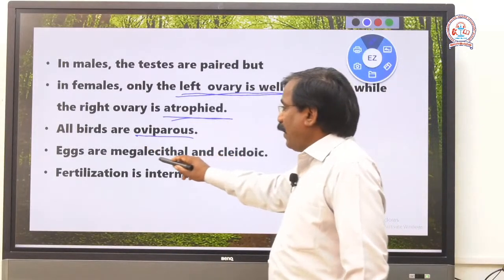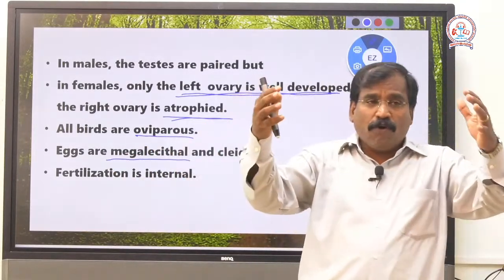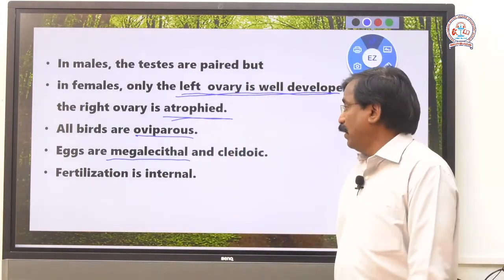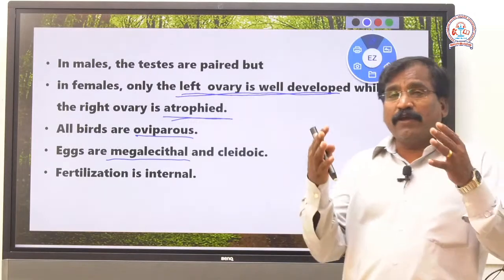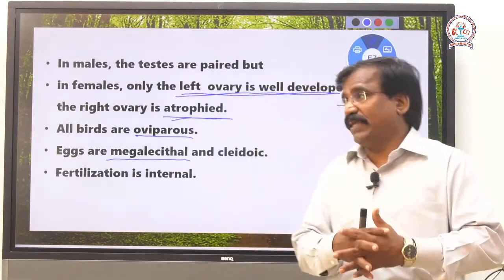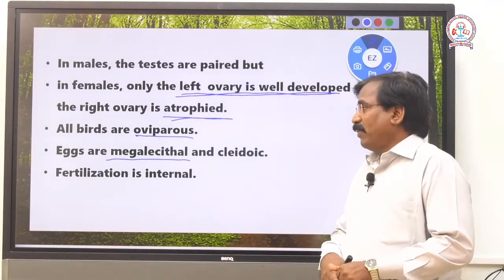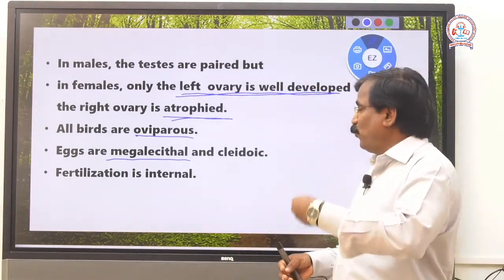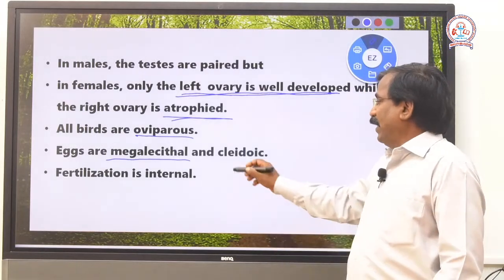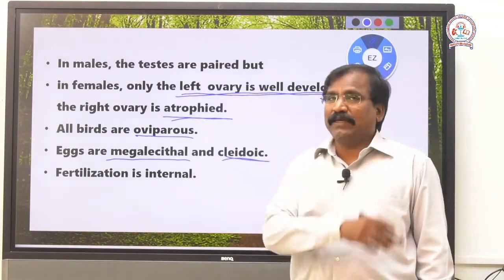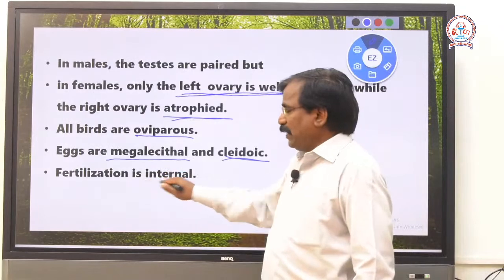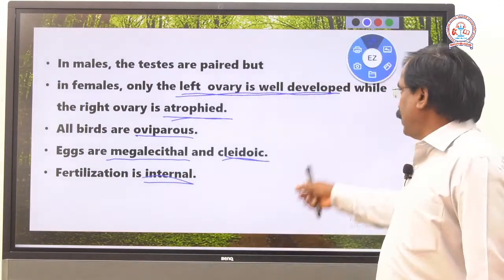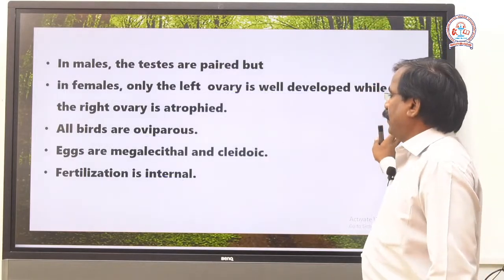Eggs are megalecithal. That means they have more yolk, reserved food material. More yolk, that's why we use the egg for making omelets and food, because a large amount of yolk is reserved. Cleidoic, that is shell covering. Fertilization is internal fertilization, the fusion of the gametes takes place inside.